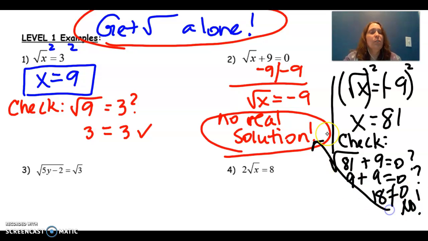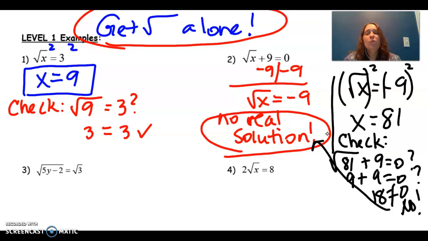So we're back to no real solution. So the key is if you can be on the lookout for any time you have a radical equals a negative and then jump straight to no real solution, that would be good. All right, in our next example, we have two radicals, not one, but both of them are already by themselves.